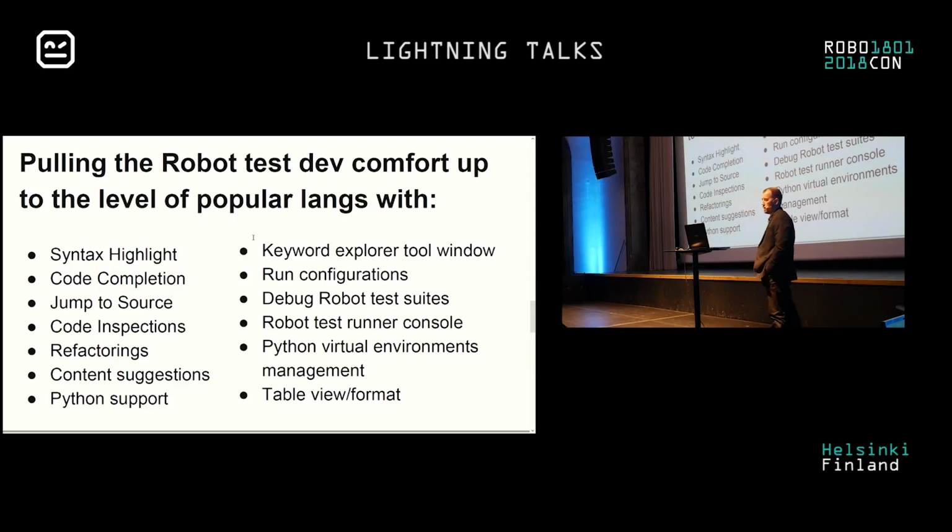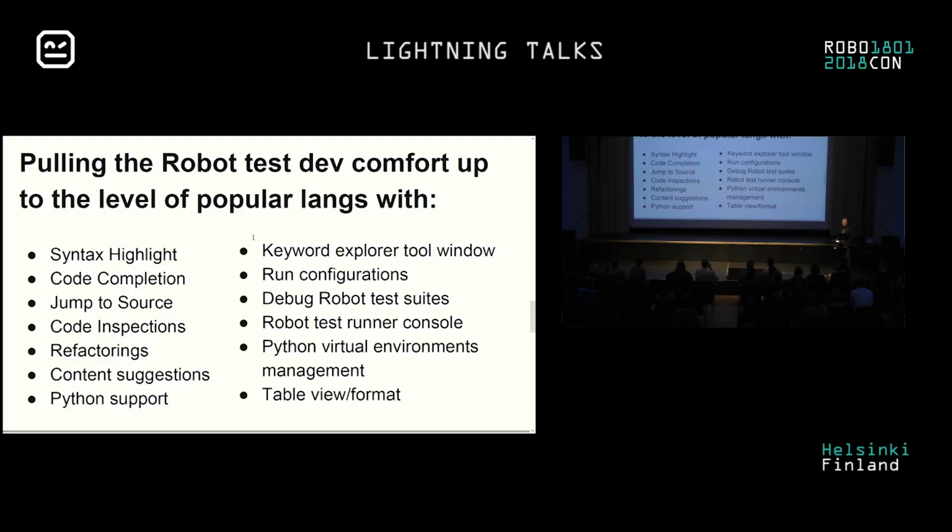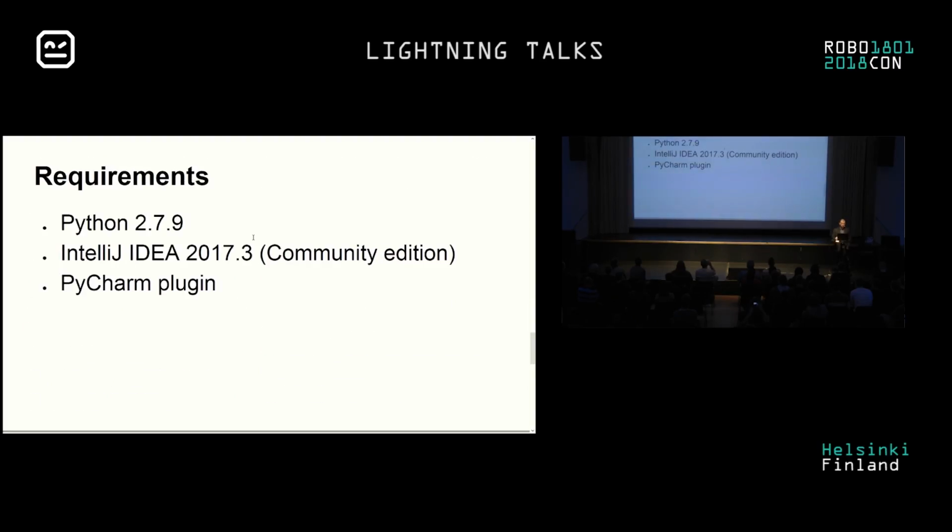So here is a complete list of the features that we were able to implement. It includes syntax highlights, some code completion, some of the refactoring, code inspections, and so on. And to make all these things work, there are not that many requirements. You just need to have Python 2.7.9 installed. It works with the latest IDEA version, which I believe is 2017.3. Community edition is good enough. And you need to have a PyCharm plugin installed, which is also free.